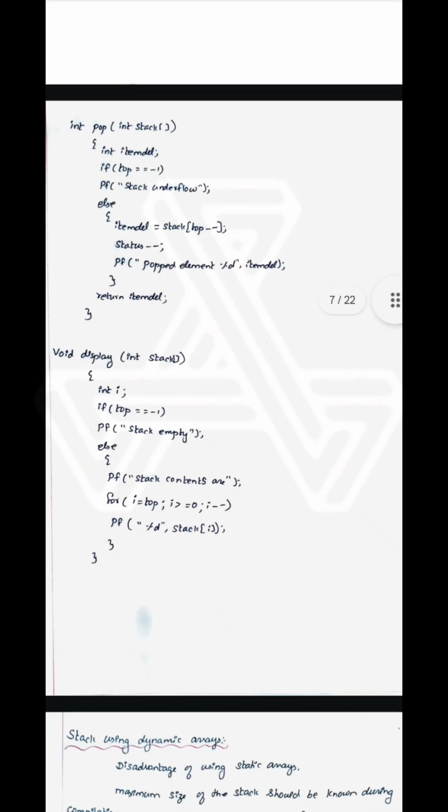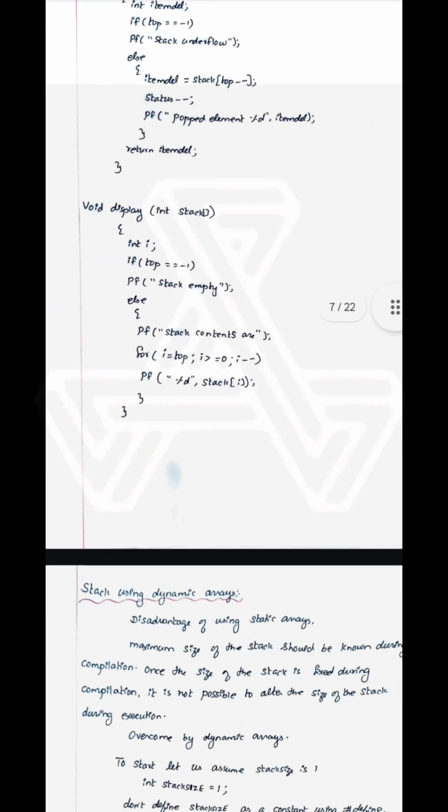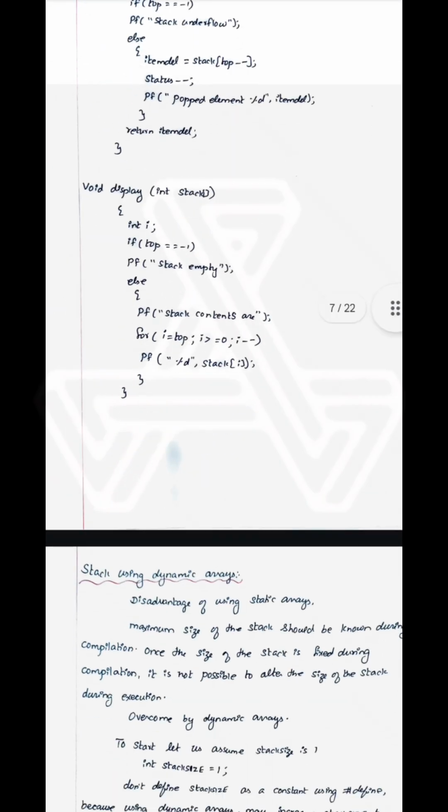Then pop: int pop(int stack[]), int item_del. If top == -1, stack underflow. Else item_del = stack[top--], status--, and the popped element is item_del. Void display(int stack[], int i): if top == -1, printf("stack is empty"); else printf("stack contents are"), for i = top; i >= 0; i--, printf stack[i].